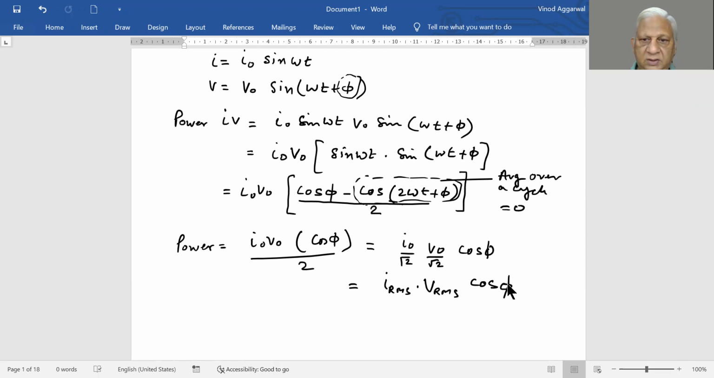This phi is the phase difference between current and voltage. This particular cos phi has a special name. It is also called power factor. Why is it called power factor? Because this is a factor to which you have to multiply with I and V so as to get power. Power is not simply I and V, it is also multiplied by another factor called power factor.